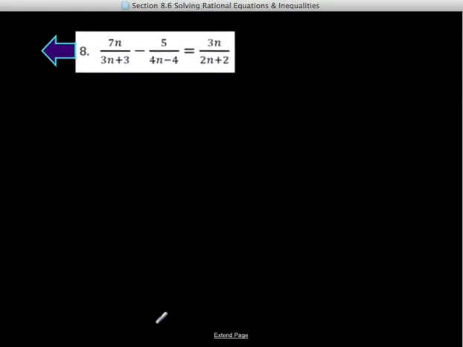Same idea, I need to factor. So I can factor out a 3 from my first denominator, so I have n plus 1. Factor out a 4, I have n minus 1. And I factor out a 2, I have n plus 1. Okay, so I feel that it's pretty easy to see that I'm for sure going to have n plus 1 and an n minus 1.